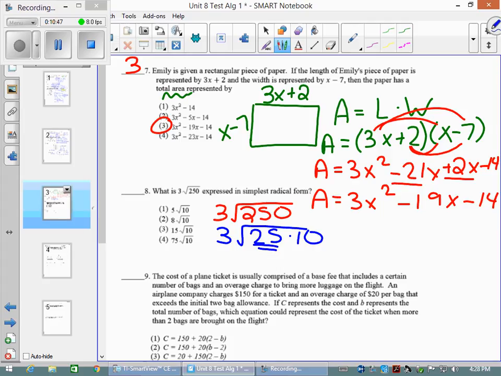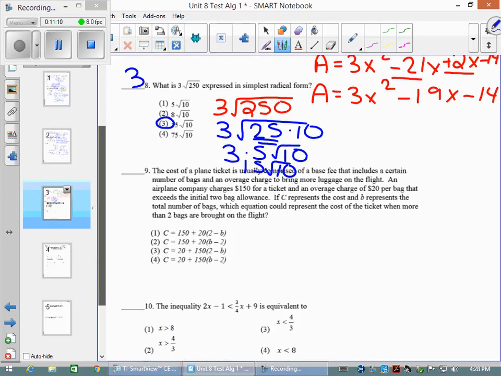If I take the square root of 25, that is 5. And I still have this 10 underneath my radical because that cannot be simplified any further. And if I multiply my 3 times my 5, I do get 15 radical 10. And that is choice number 3. Erase this so we can read the next question.